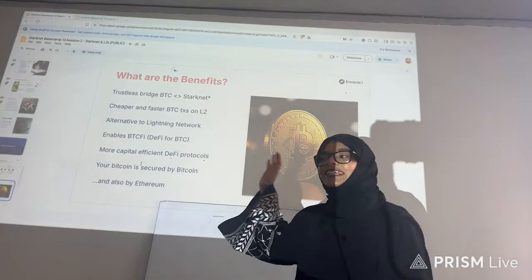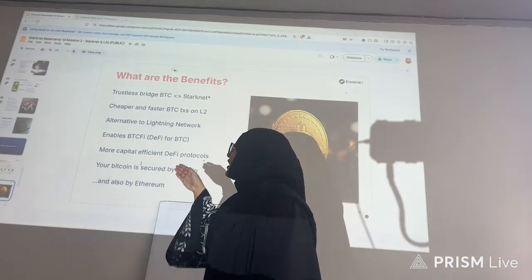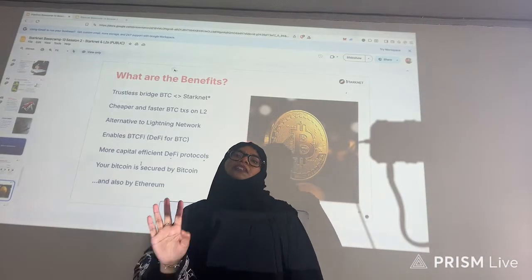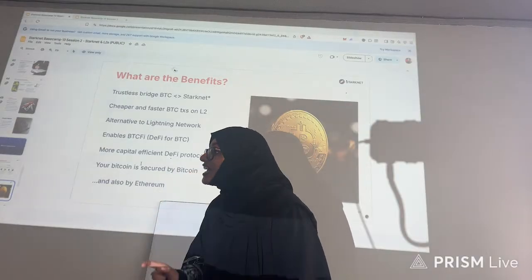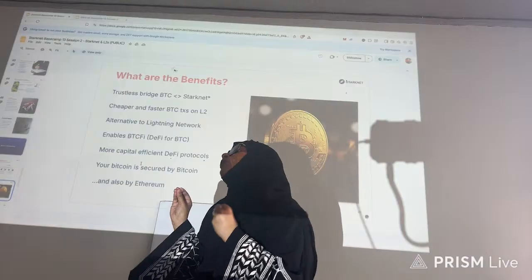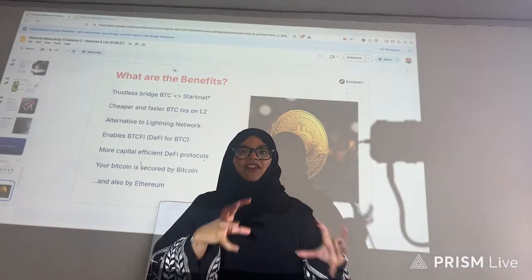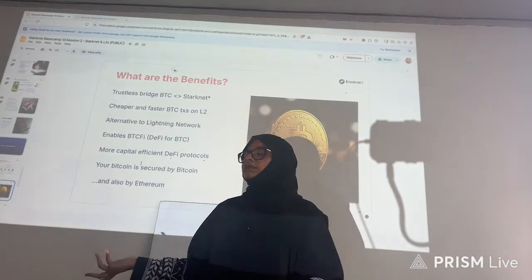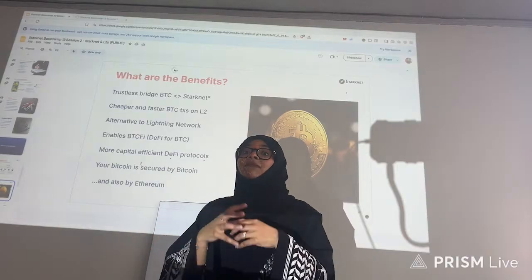So the least that our trustless bridge can do is replace the Lightning Network. But what it essentially wants to do is enable decentralized finance on Bitcoin. Currently, all DeFi solutions that you see use Ethereum or other solutions.